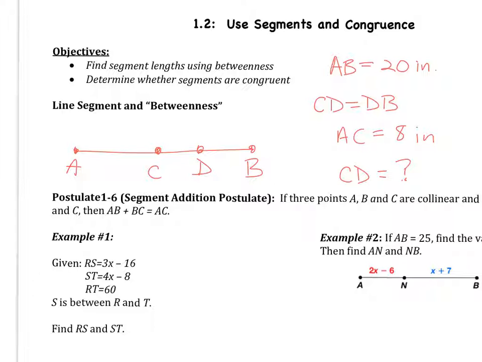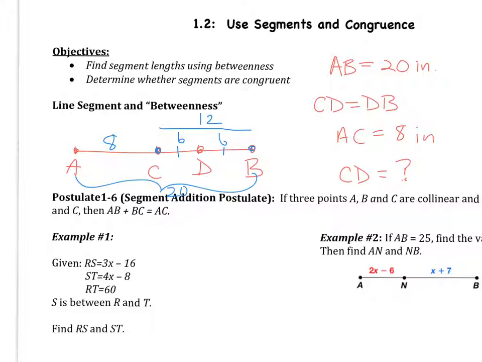Can anybody explain how they got the 6 inches? Go ahead, Spencer. Because A to C is 8 inches and CD is equal to DB, we just, what is the length from C to B if the whole thing we said was 20? 12 inches. So if from C to B is 12 and they're equal, then what do you do? Divide by 2. Okay, and essentially that's the concept.